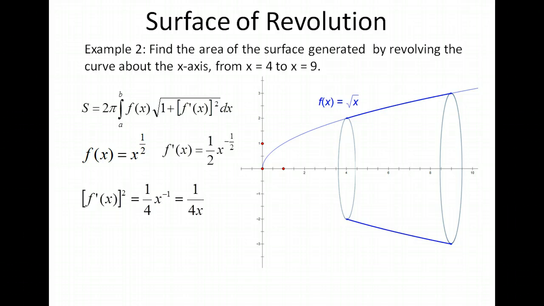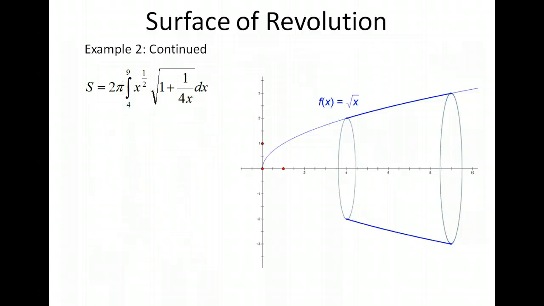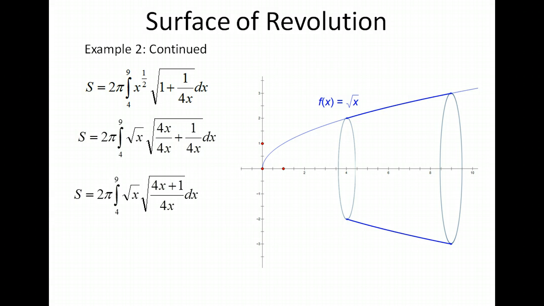Then plug into our surface area formula. So we have for f of x, x to the 1/2, for f prime of x squared, 1 over 4x. Our endpoints of integration were given as 4 and 9. Alright, so we need to figure out a way to integrate this. So I'm going to find a common denominator between the two terms under the radical, which is just 4x, and I'm going to rewrite them as one fraction.